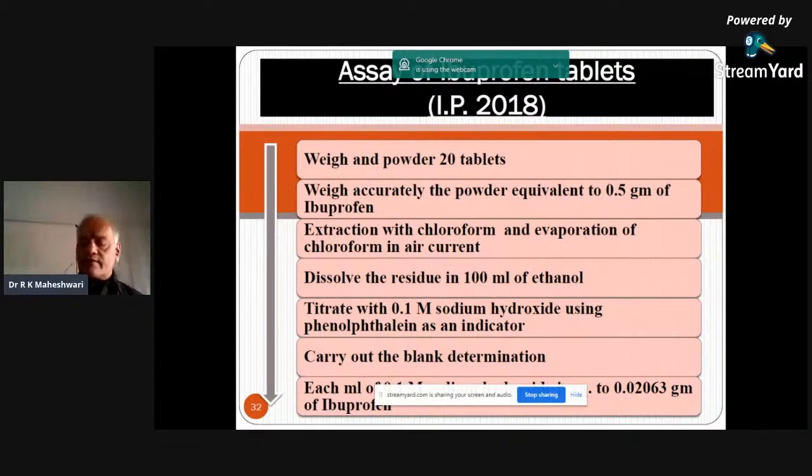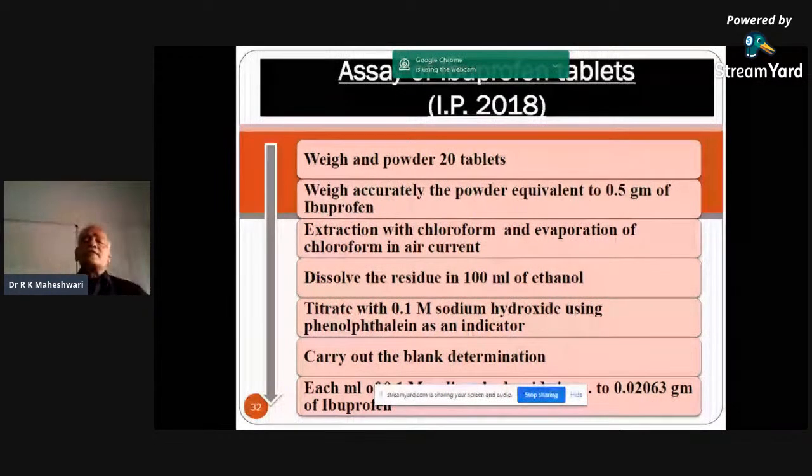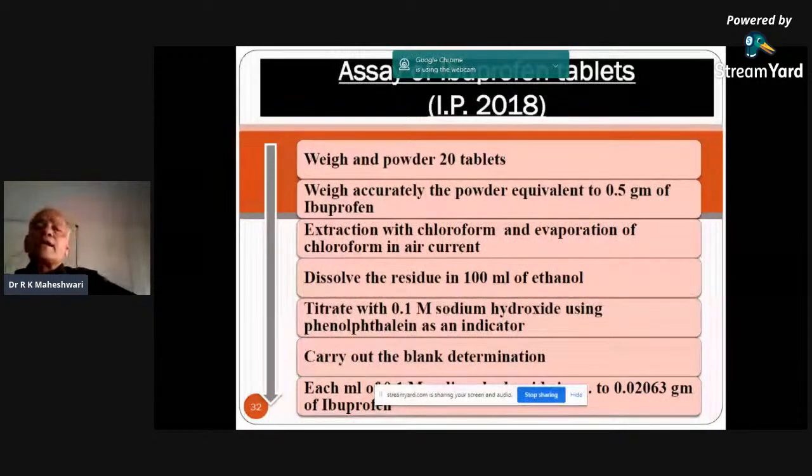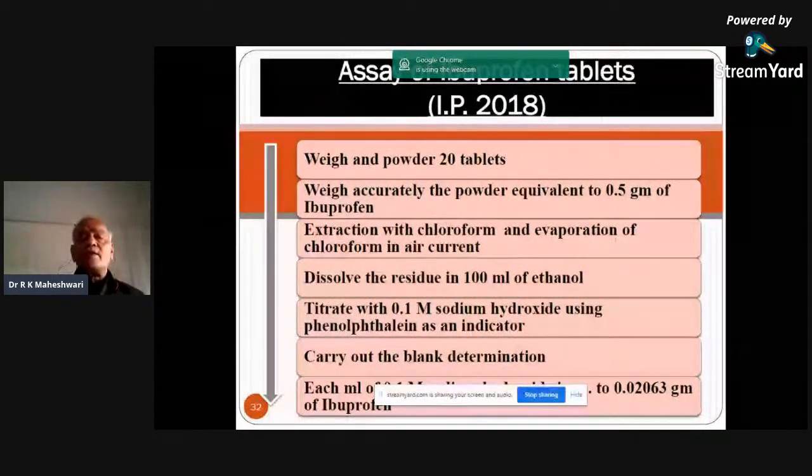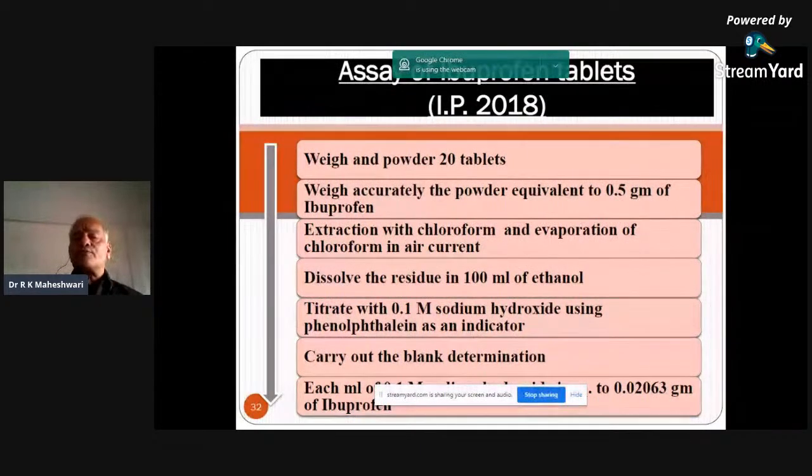Then this is your ibuprofen tablet. Now you see here in IP 2018, the procedure for the assay of ibuprofen tablet. Weigh and powder 20 tablets. Weigh accurately the powder equated to 0.5 gram of ibuprofen. Extraction with chloroform, 3 times extraction is done, and evaporation of chloroform in air current. Chloroform is again a class 2 organic solvent, and it is very harmful to our health.